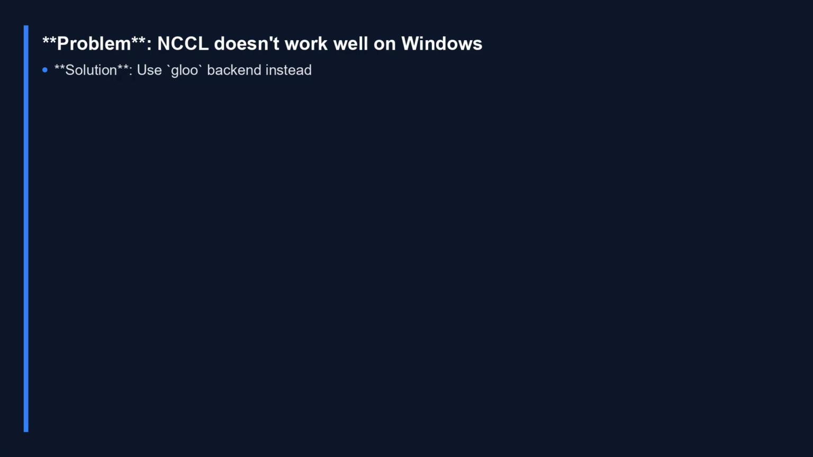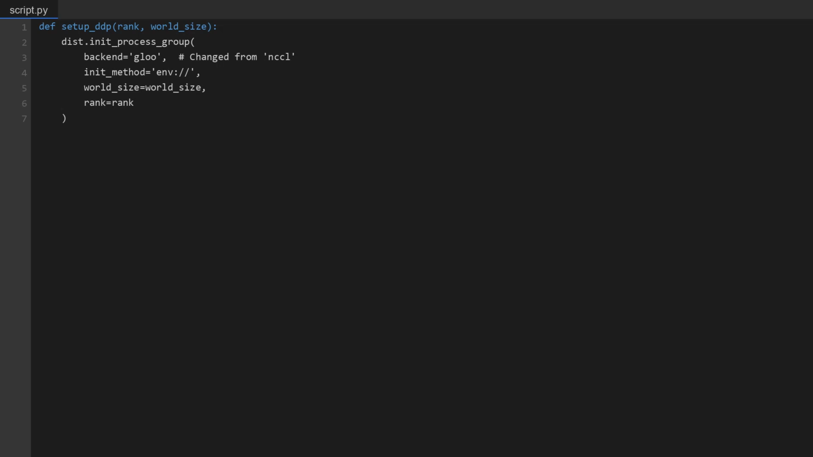DDP on Windows has a specific failure mode worth knowing about. The NCCL backend, which is the default and fastest option for GPU to GPU communication, was built primarily for Linux. On Windows, it either fails to initialize or behaves unreliably. The fix is to use the Gloo backend instead. This updated setup_ddp function passes backend="gloo" to dist.init_process_group instead of NCCL. Gloo is PyTorch's cross-platform communication backend. It's slower than NCCL on Linux.